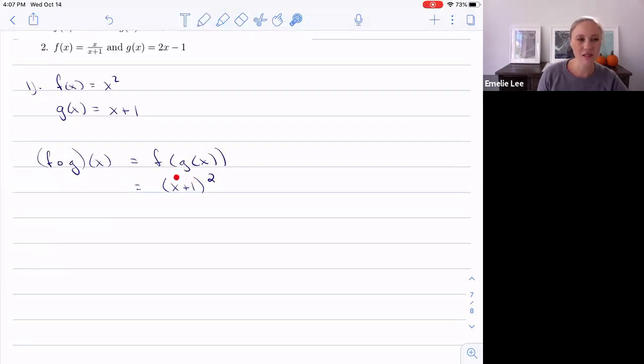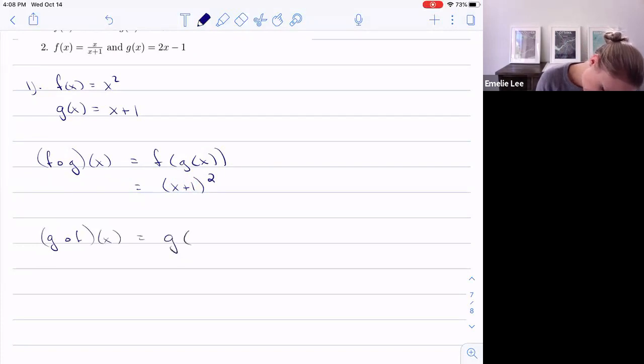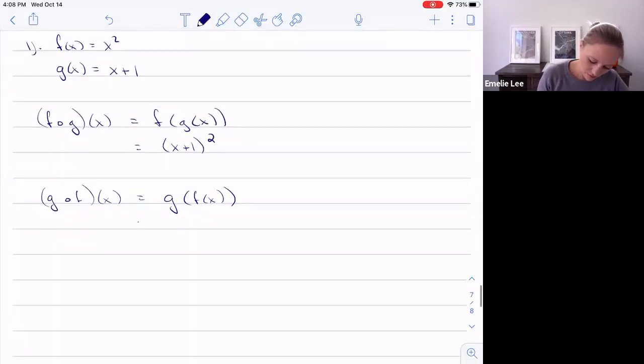g of x inside f of x. Now g composed with f of x is g of f of x. Doing the same thing, wherever I see an x in g, I'm going to replace it with f of x. x plus 1 is g of x, but I'm replacing my x with x squared. So I've got x squared plus 1.